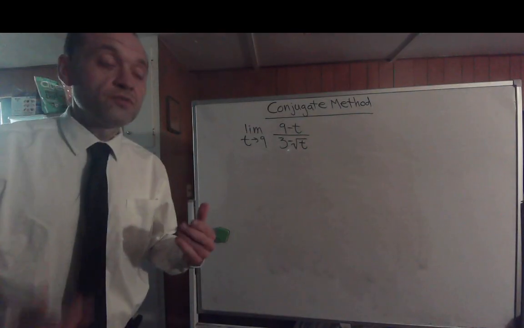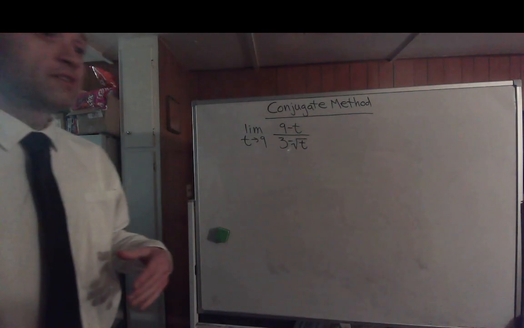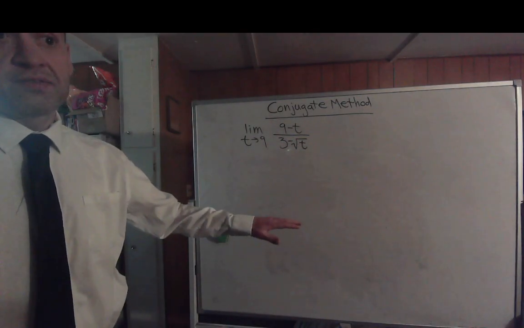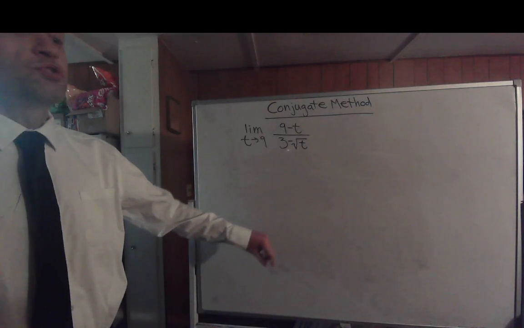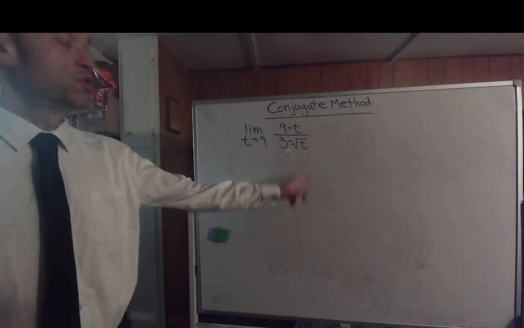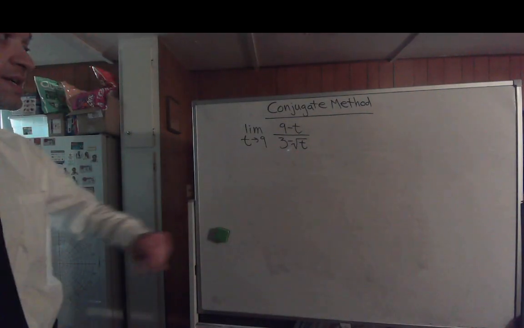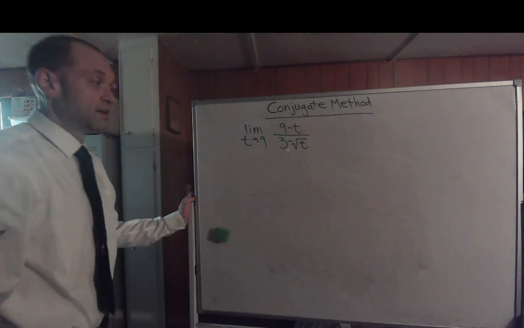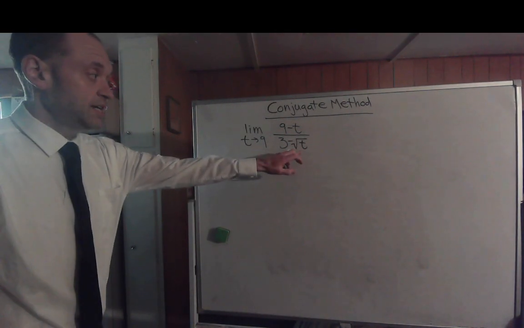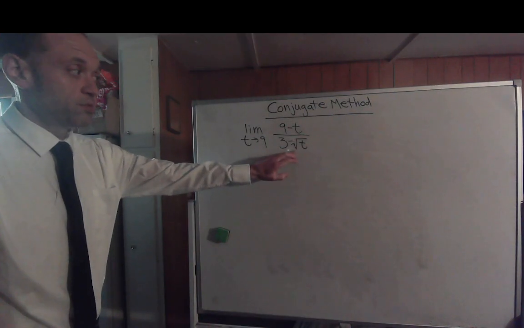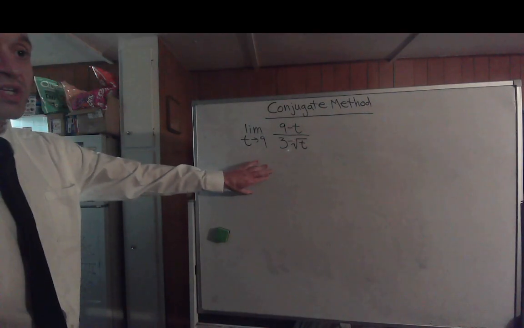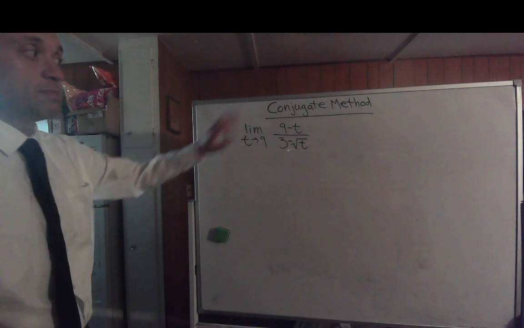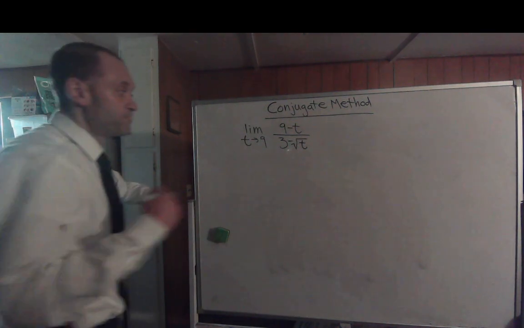If we recall from algebra, the way to get rid of a radical from the denominator, or in some cases even the numerator, you need to rationalize, which means multiplying by its conjugate. Because if you put in 9 for t, you would get 3 minus the square root of 9, which is 0. So direct substitution isn't going to work. Factoring is not your best choice, so the conjugate method is going to come into play.